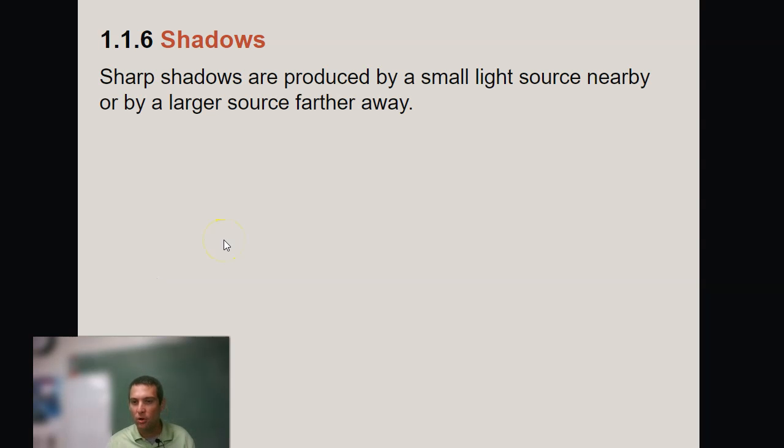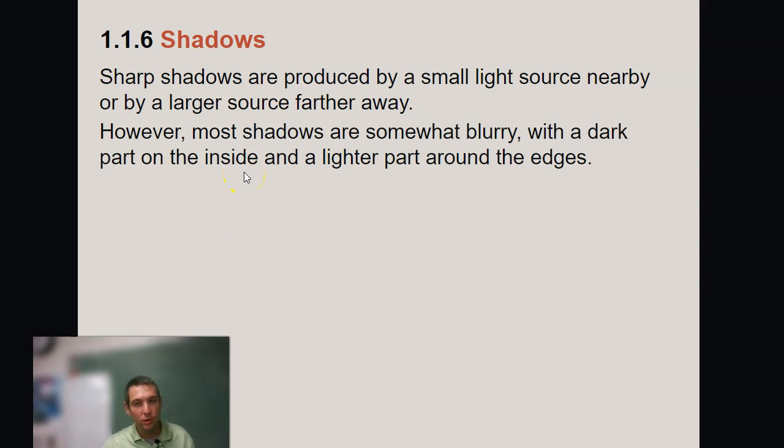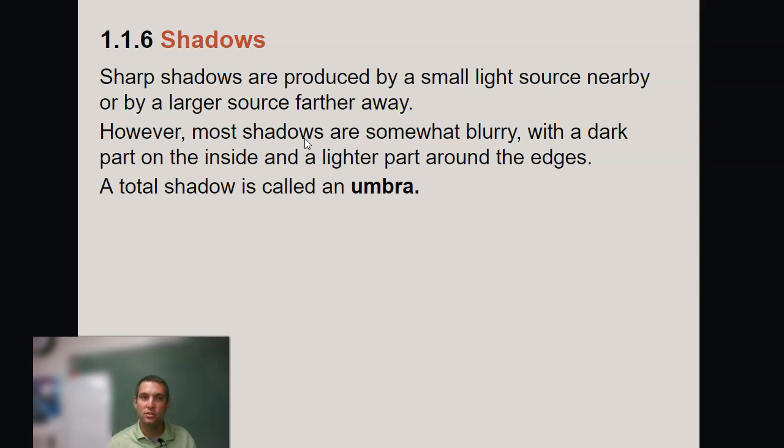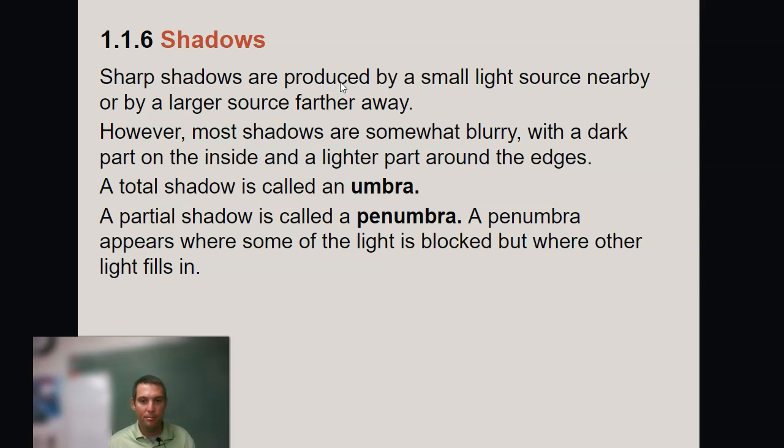Sharp shadows are produced by a small light source nearby or by a large source farther away. However, most shadows are somewhat blurry, with a dark part on the inside and a lighter part on the edges. A total shadow is called an umbra. In a total solar eclipse, if you are in the path of the shadow of the moon, then you see the total solar eclipse, totality of the solar eclipse. If you're just outside of the exact shadow of the moon, you are in the penumbra. Penumbra is a partial shadow. A penumbra appears where some of the light is blocked out, but other light is able to fill it in.